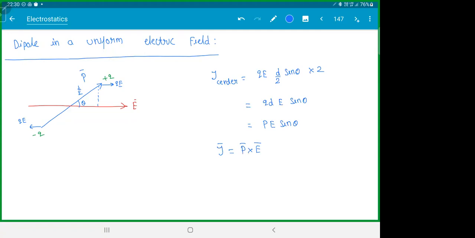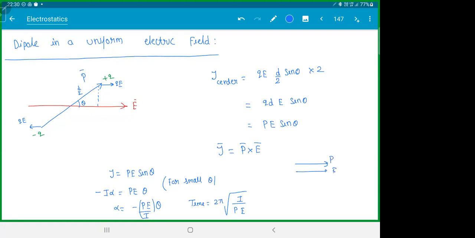Now you can do something interesting here. If torque is equal to PE sine theta, I can write torque is equal to minus I alpha is equal to PE theta. And we can write alpha is equal to minus P into E by I into theta, SHM. So if you put a dipole in equilibrium and disturb it, it will start oscillating. The time period will be 2 pi root over moment of inertia by dipole moment into field. You can bring SHM here also. If you put a dipole like this and field like this, and you disturb it, the dipole will oscillate like this.